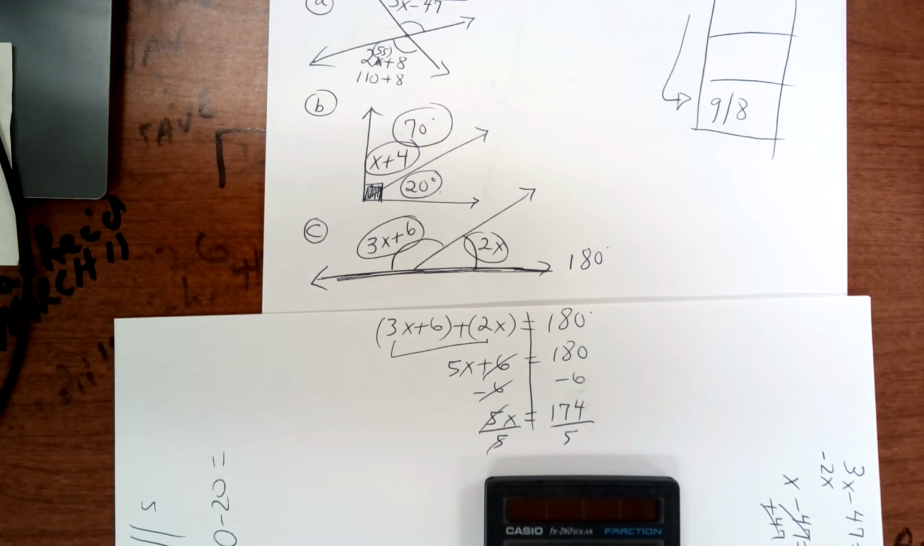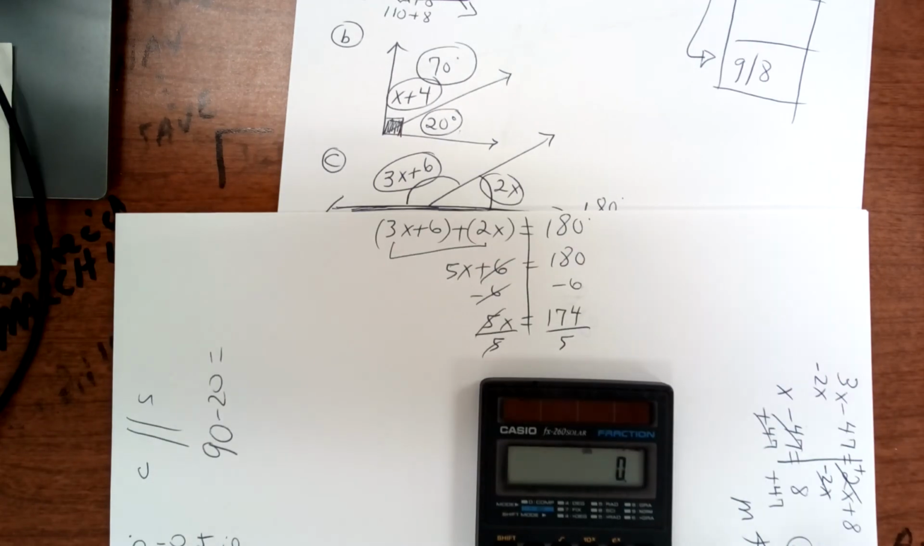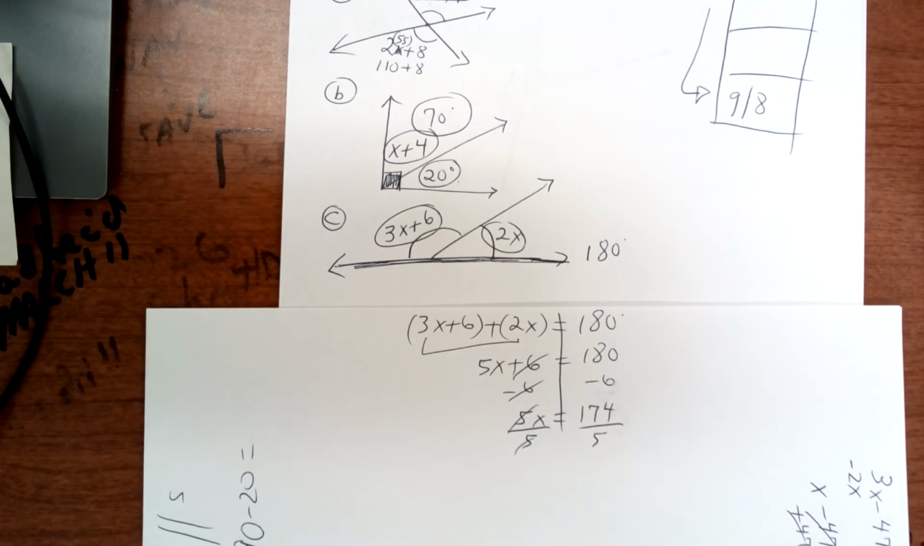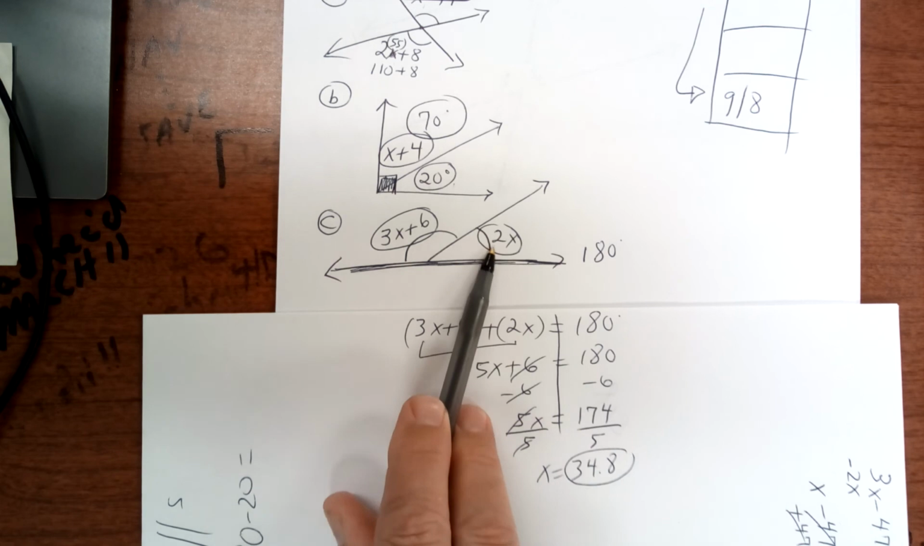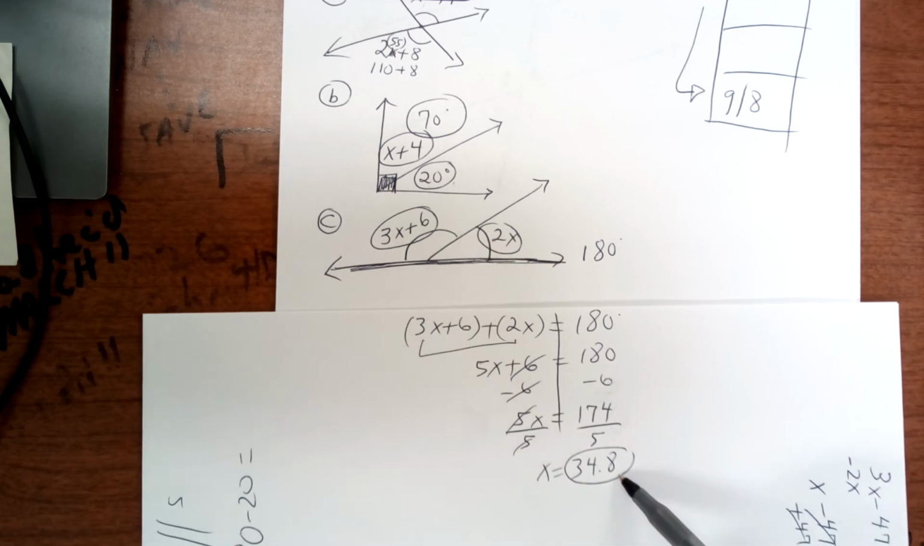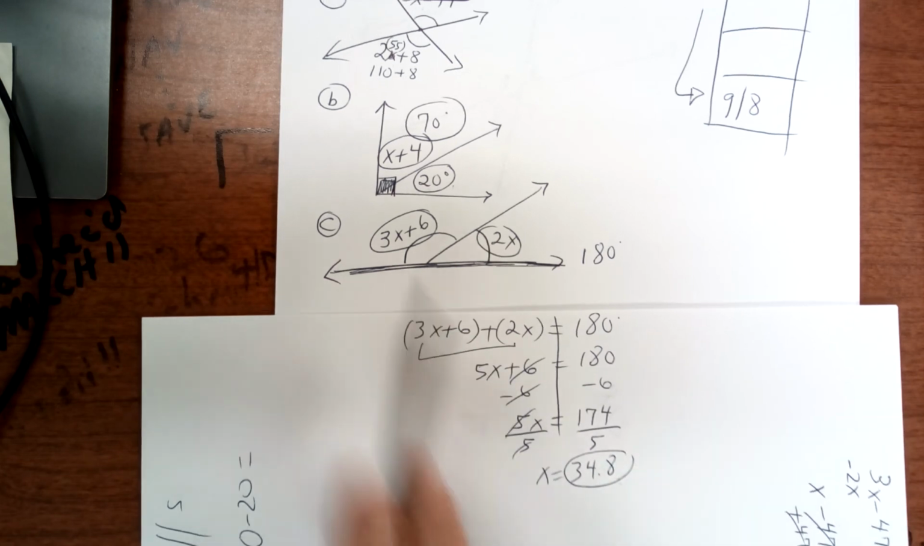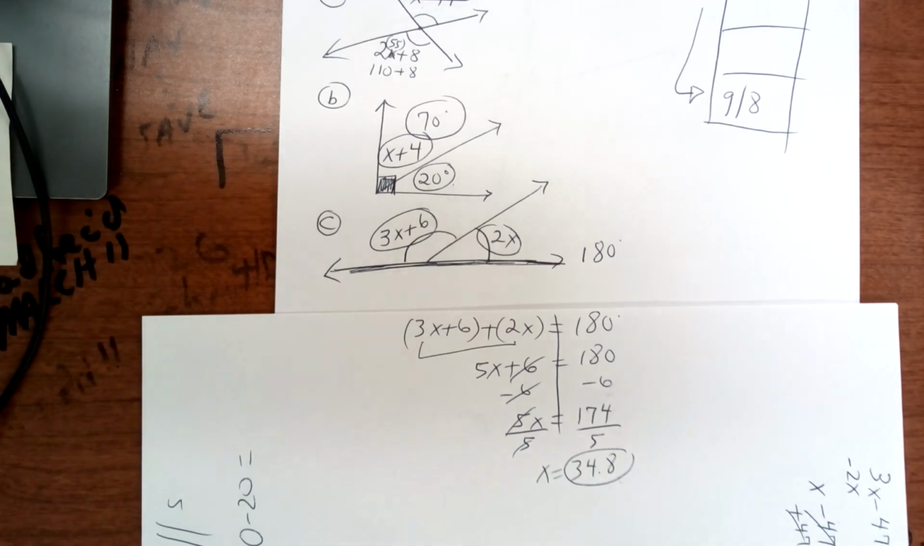So I'm going to take 174, clear it out, 174 divided by 5. Make sure you put your name on your calculators, okay? So 174 divided by 5, and I get 34.8 is what I get on that. So x is 34.8, and then to figure out the angles, you would multiply 2 times this, and then you would do 3 times that, plus 6. And that's how you do that, okay?